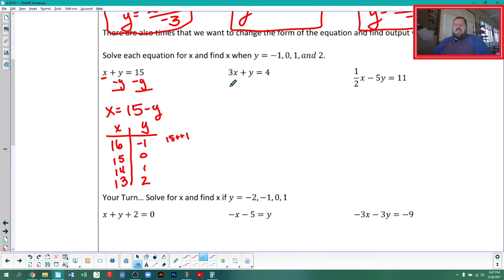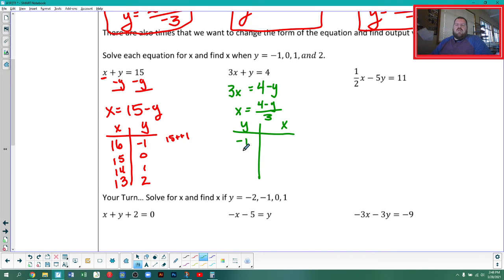Solve it for x. I'm subtracting y. Let's go 4 minus y. And then I'm going to divide by 3. 4 minus y divided by 3. And now I want to find each one of those. I'm actually going to put the y first and then the x over here.